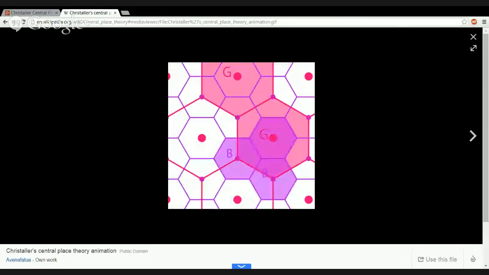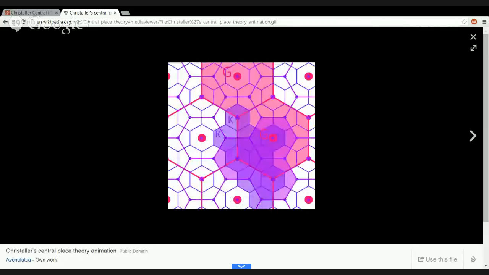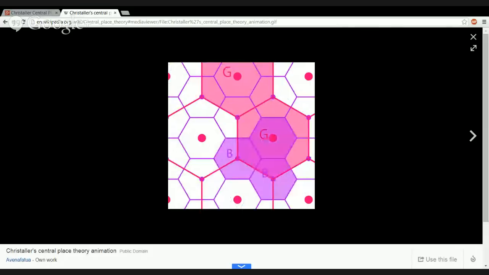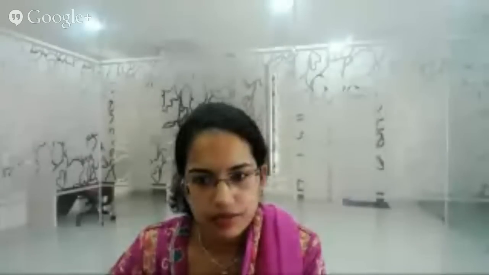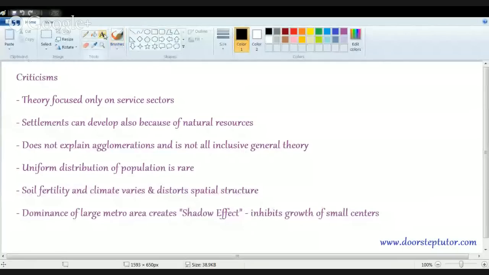And there are 4 points here. You have the 4 regions here that would be growing into importance. So that was like an animated demonstration of how the Christaller models work. Finally, we'll be talking about the criticism of Christaller's theory.